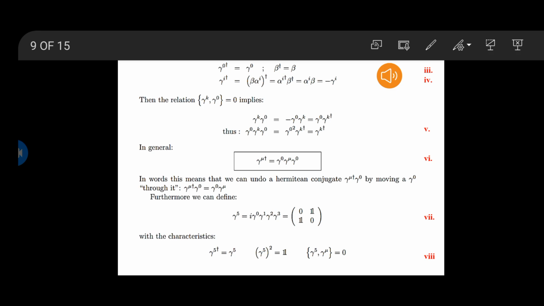In words, this means that we can undo a Hermitian conjugate, gamma mu Hermitian, by moving a gamma naught through it. Gamma mu Hermitian gamma naught is equal to gamma naught gamma mu. Furthermore, we can define gamma 5 is equal to iota gamma 0 gamma 1 gamma 2 gamma 3, which is equal to 0 I, I 0, with the characteristics gamma 5 Hermitian is equal to gamma 5. This is called the properties of Dirac gamma matrices.